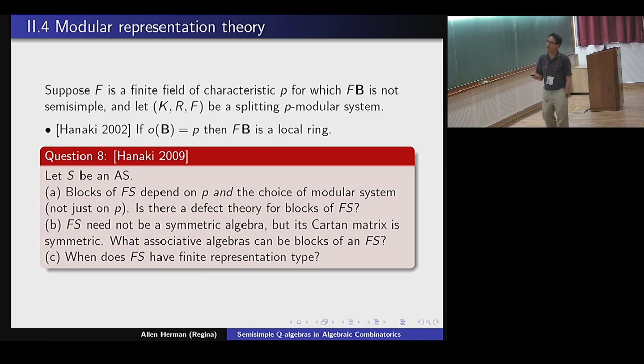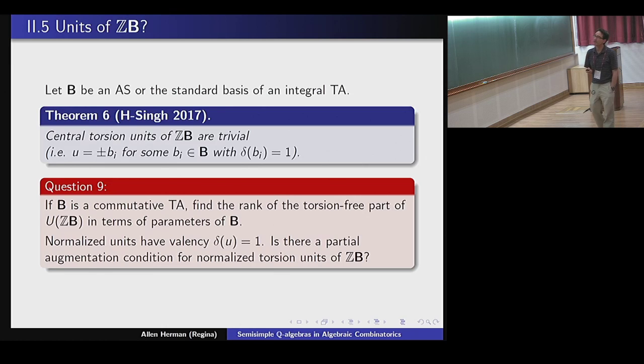Finite representation type is done for groups, but not completely done for association schemes. There's one paper by Hirasaka and Hanaki in that direction. Again, quite an open field to dig into.